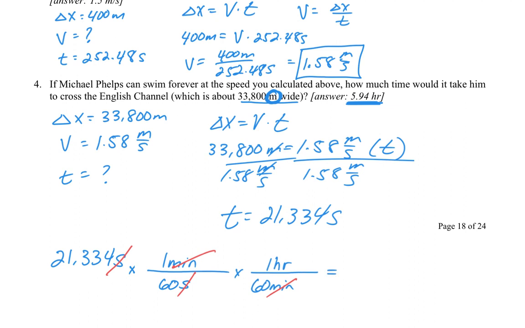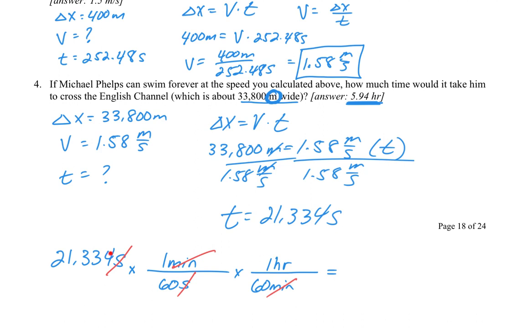Now, since I have the correct units, I'm done with my conversion. I only have to do some math. So now I can take a look, and I know I'm going to multiply anything on top and I'm going to divide anything on the bottom. So I'm going to take 21,334 times 1 times 1. Hopefully you know you don't have to plug that in your calculator. Times 1 times 1. That's ridiculous.